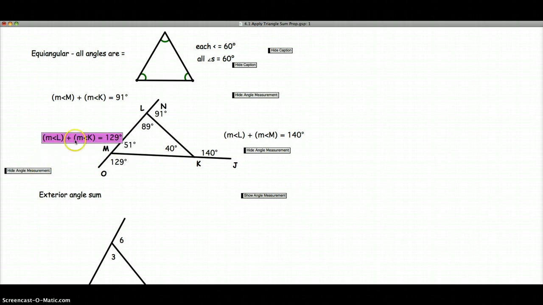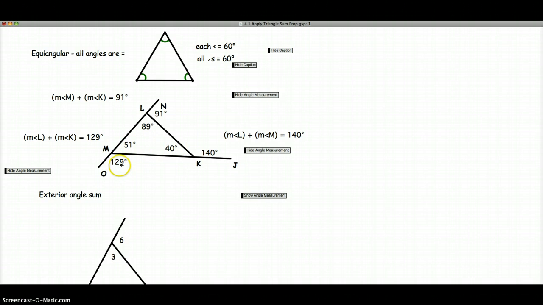I know you're probably sitting there going, well, yeah, I get it. Angle L plus angle K equals 129. But this is going somewhere. What we've noticed is that all of these are 180. If you have a linear pair, these angles right here are called exterior angles. This angle here is an exterior angle. This angle here is an exterior angle. This angle here is exterior. That exterior angle is going to equal the other two angles.